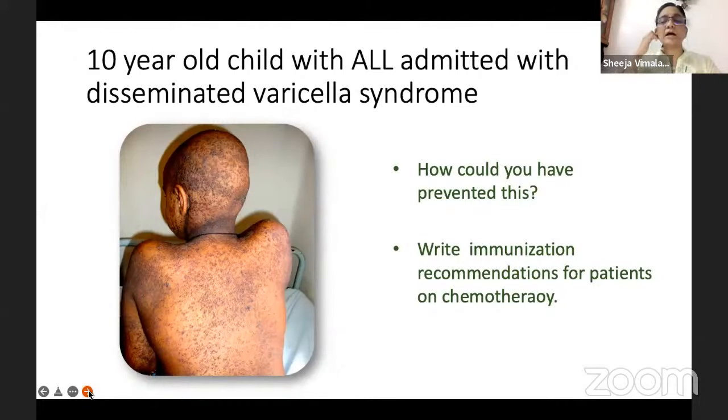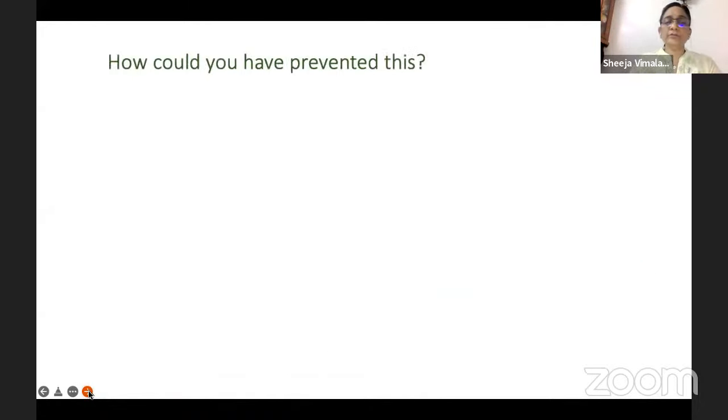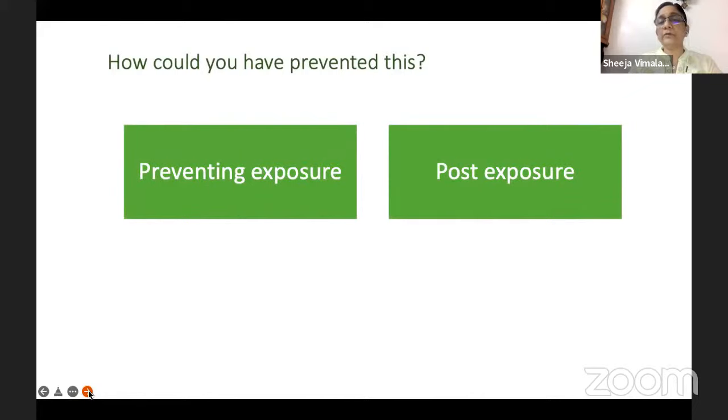So your question is, how could you have prevented this disease? And what is the immunization recommendation for patients on chemotherapy? The answer would be, for you to prevent this disease, one is you have to prevent exposure. You could have prevented an exposure.